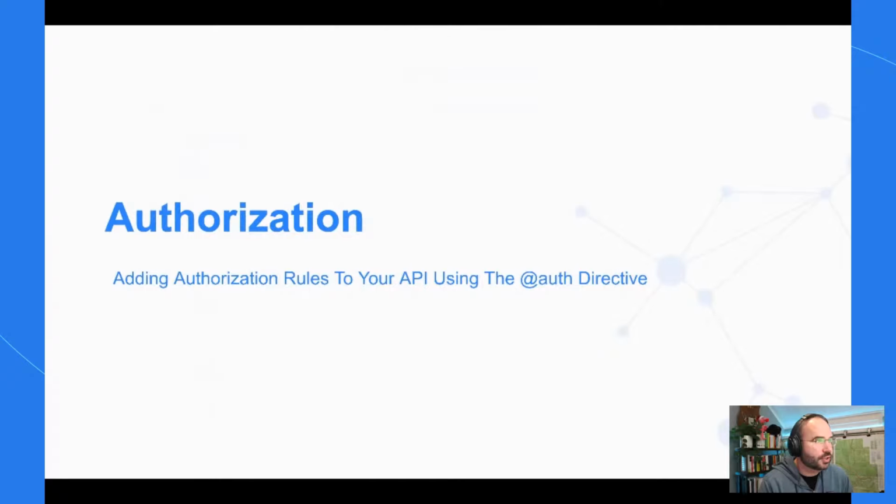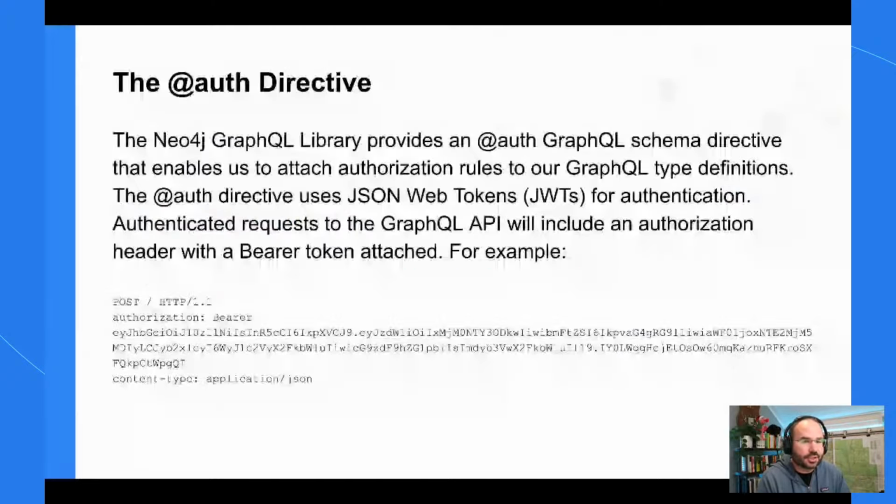So oftentimes we need to add fine-grained authorization rules at the API level to handle what data and operations we should expose to application users. And the Neo4j GraphQL library has a ton of functionality for this that is encapsulated in the Auth GraphQL schema directive. The Auth directive allows us to add these authorization rules and then uses a JSON web token to basically determine if the authenticated user has the permissions that match the rules that we have defined in the Auth directive.